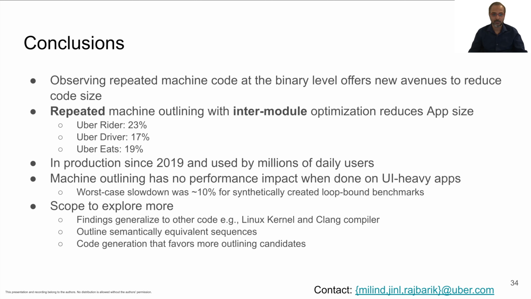There is scope to explore more. Our findings generalize to other codes such as the Linux kernel and the Clang compiler. We can expand the outlining to semantically equivalent code sequences. We can explore code generation that favors more outlining candidates.